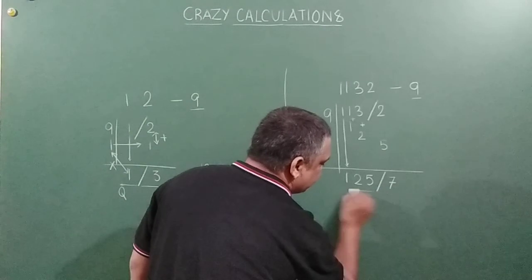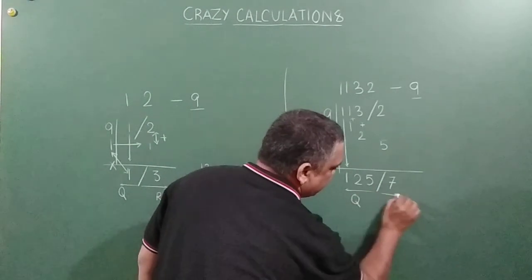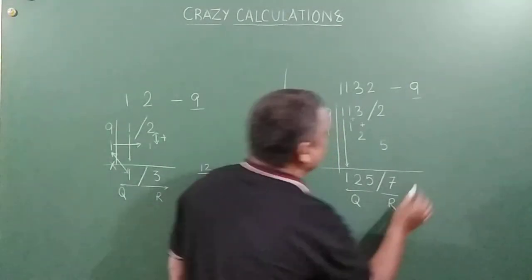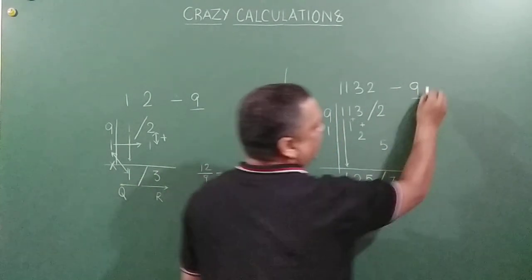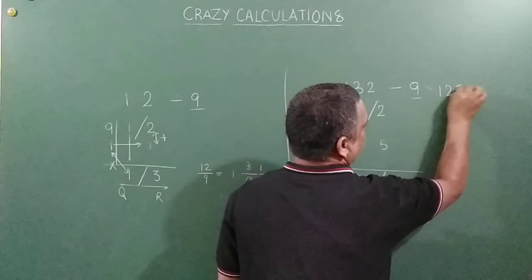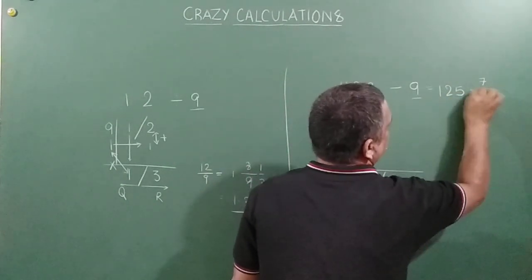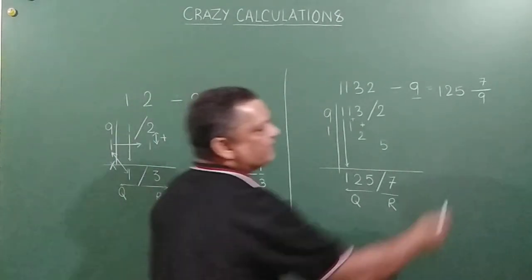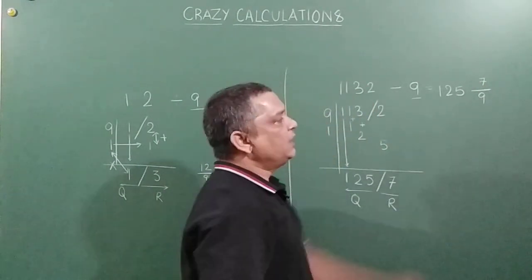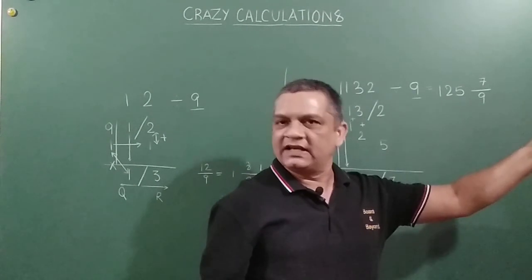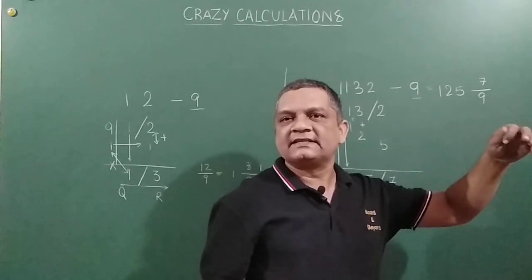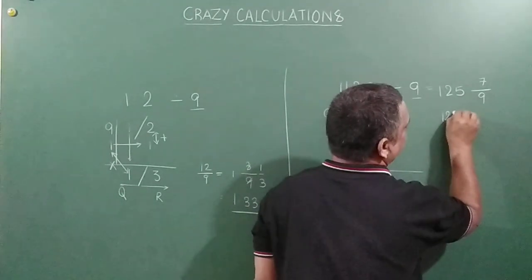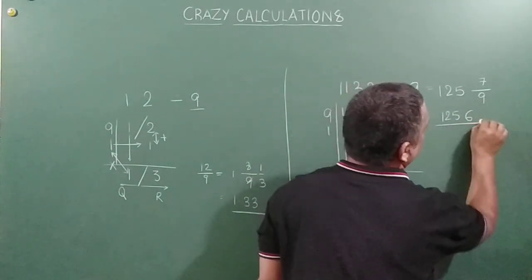Now the left hand side is my quotient and the right hand side is my remainder. So you can say that 1132 divided by 9 is equal to 125 and 7 by 9. If you want to convert it into decimal, you can just convert 7 by 9 into decimal. 9 sevens are 63. So something close to 125.7.